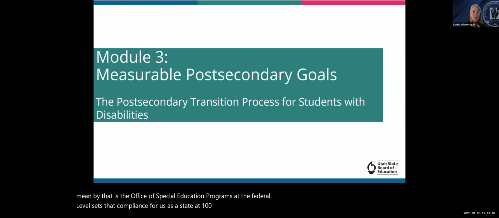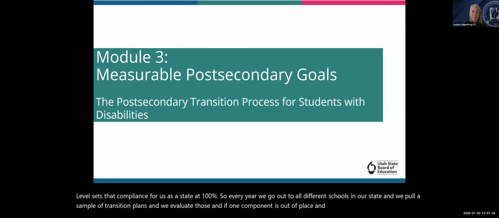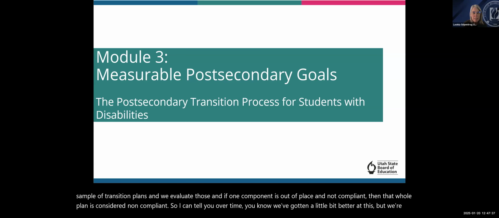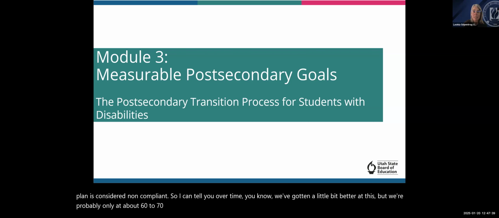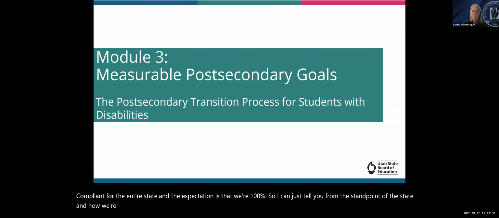So every year we go out to all different schools in our state, and we pull a sample of transition plans and we evaluate those. And if one component is out of place and not compliant, then that whole plan is considered non-compliant. So I can tell you over time, we've gotten a little bit better at this, but we're probably only at about 60 to 70% compliant for the entire state. And the expectation is that we're 100%. So from the standpoint of the state and how we're doing in terms of compliance on transition plans, we've got some work to do. So this is definitely an important topic.